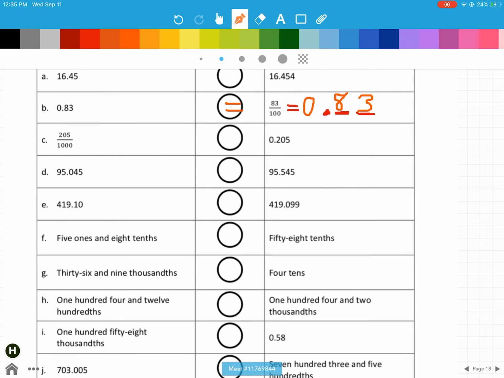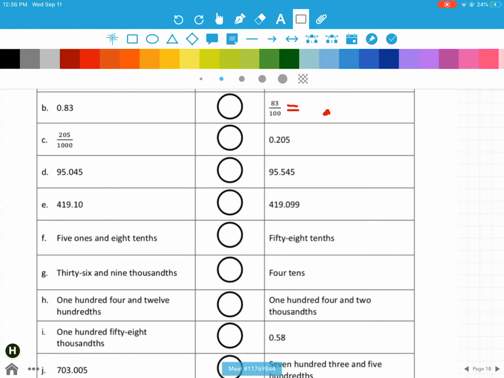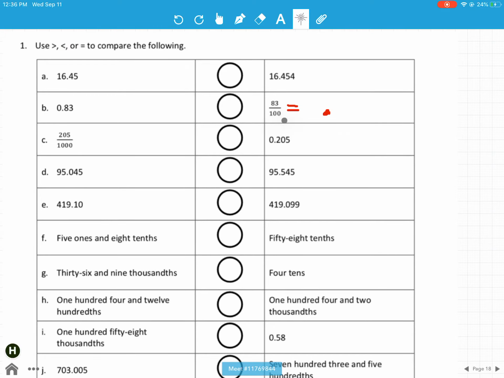Alright, so we're going to go down to D. We are comparing using the greater than, less than, or equal sign. Okay, let me do something really quick because I know that kids are going to be confused. So I just want you to see that we start off with the 8300, and I know that hundreds has 2 zeros, so I'm going to have 2 spaces over here. So my 3 is going to go over here, and my 8 is going to go right in front of it. And that's how I know this is equal.